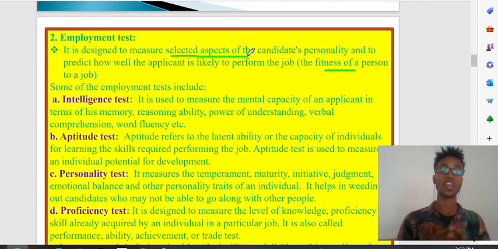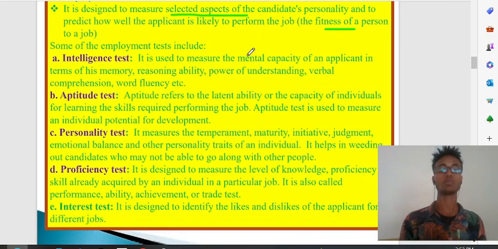Some employment tests may be in the form of intelligence test, aptitude test, personality test, and so on. An intelligence test is used to measure the mental capacity of the applicant in terms of his memory, reasoning ability, power of understanding, verbal comprehension, and word fluency.